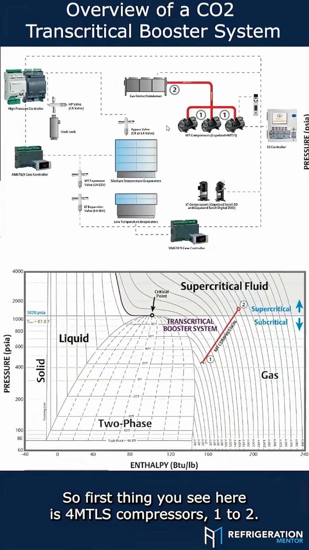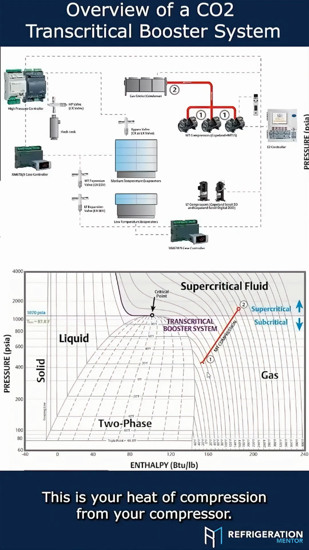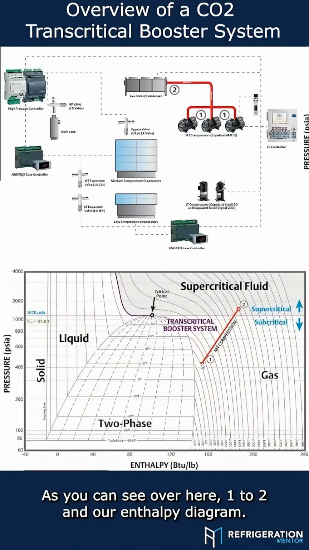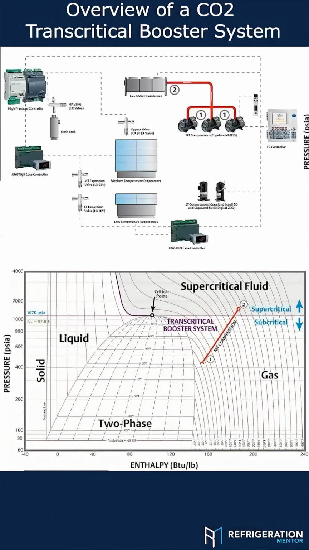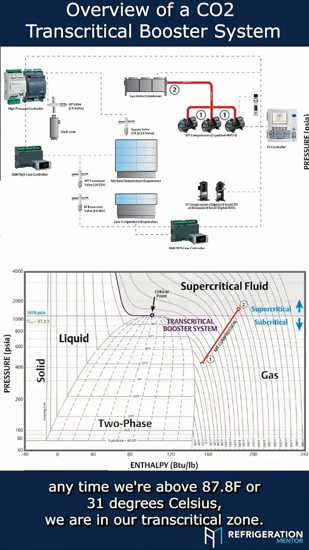So first thing you see here is the MTLS compressors, 1 to 2. So this is your heat of compression from your compressor, as you can see over here, 1 to 2 on our enthalpy diagram. And now we're up in the supercritical fluid zone, or our transcritical zone. Anytime we're above 87.8 degrees Fahrenheit or 31 degrees Celsius, we are in our transcritical zone.